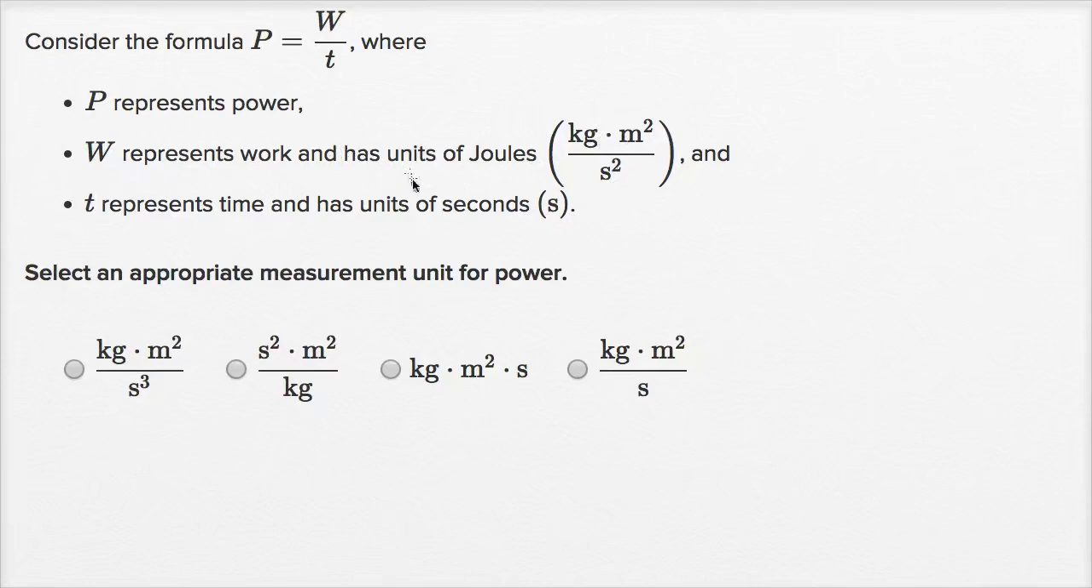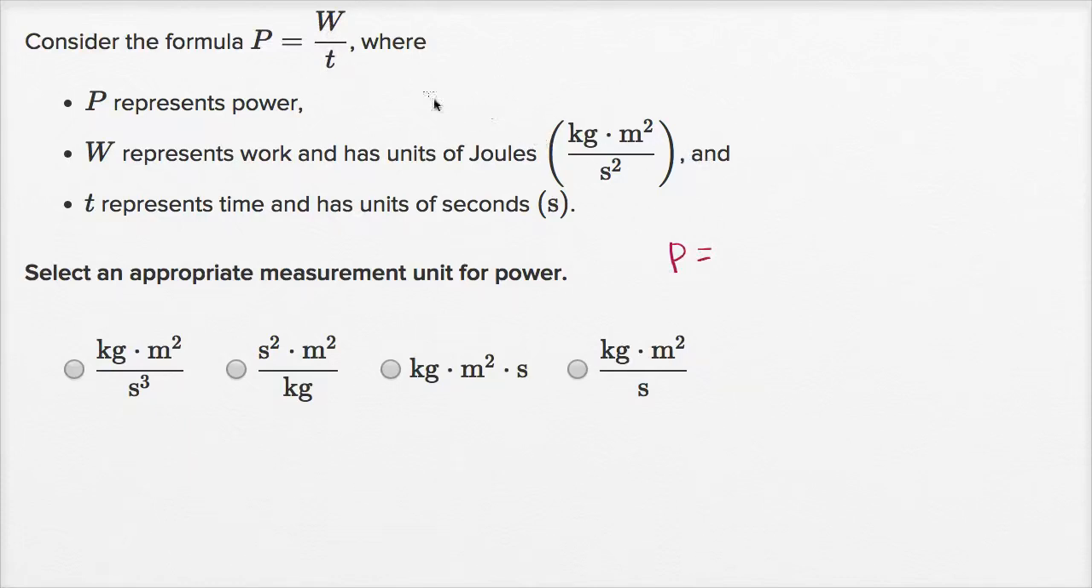But here we're going to learn to manipulate these units so that they make sense. So it says, select an appropriate measurement unit for power. And what we've seen multiple times in our mathematical careers is that on a certain level, you can manipulate units in a lot of the same ways that you would manipulate variables or numbers. So if power is equal to work divided by time, we could also say that the units for power are going to be the units for work divided by the units for time.